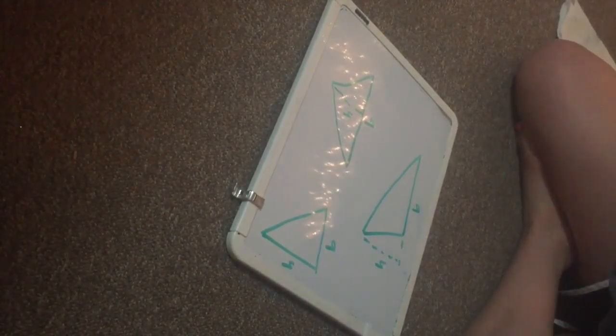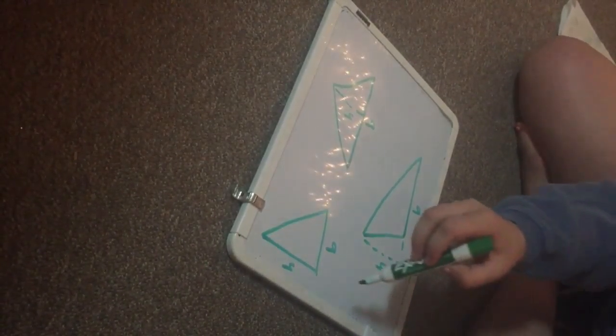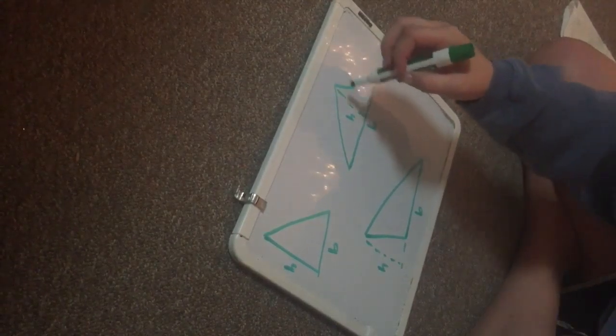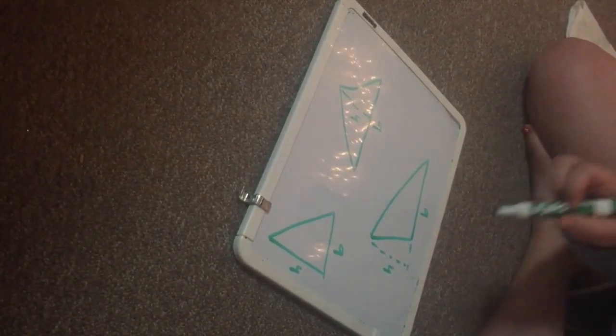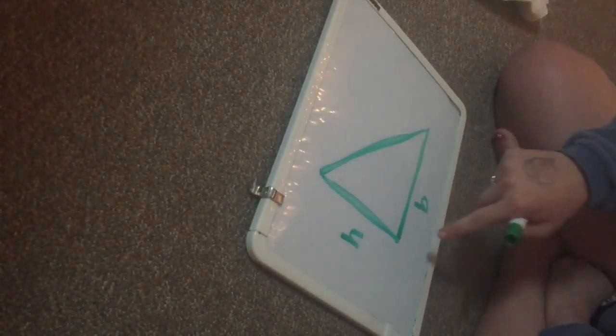So the 3 different triangles we're going to talk about today are the ones where the height is on the triangle, inside the triangle, and on the outside of the triangle. So the first one we're going to start with is when it is on the triangle. So for this one, the height is on the triangle.